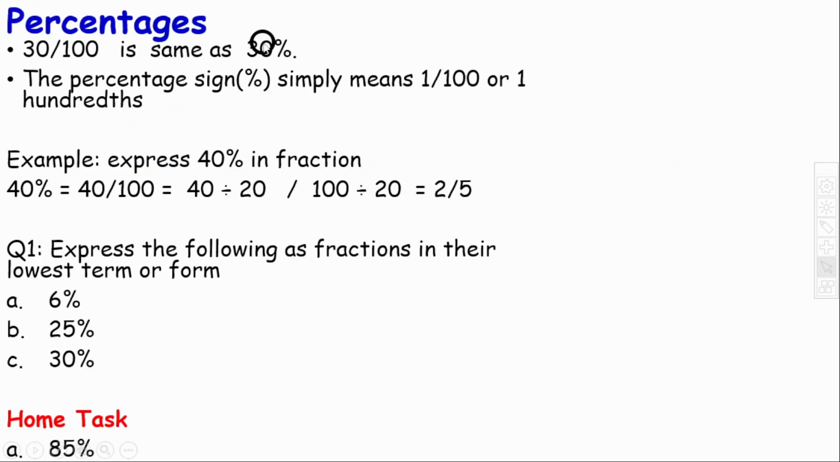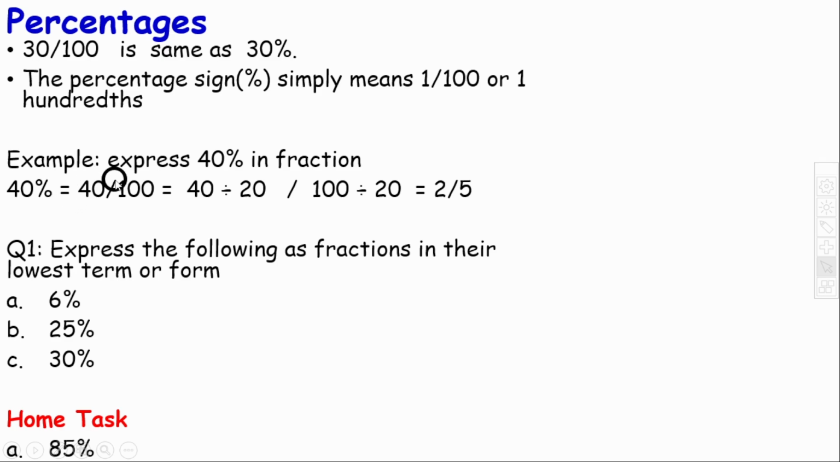Percentage, 30%. Anytime you see this symbol beside a number, it basically means that number all over 100. That is 30 all over 100. The percentage sign simply means 1 all over 100 or 100th.